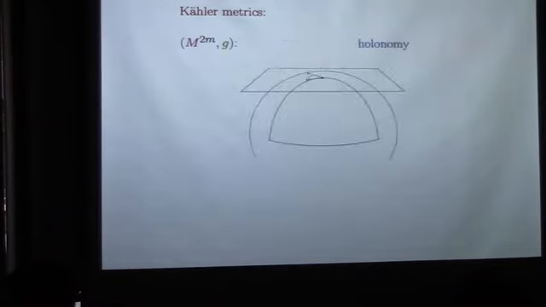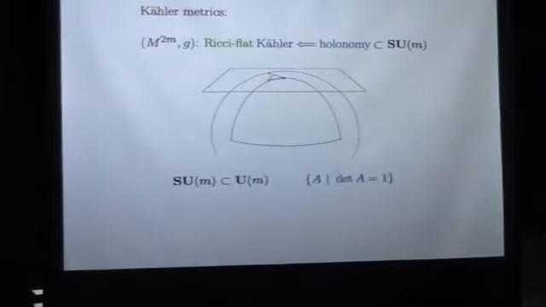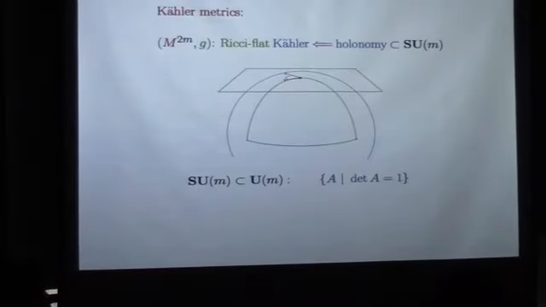If the Ricci tensor, so if the canonical line bundle is flat, that actually is the same as saying that the holonomy is in a smaller group, the special unitary group. And if that's the case, then the manifold is Ricci flat. When I write the special unitary groups, those are unitary transformations that have determinant 1 over the complex numbers. If you're thinking of A as a complex matrix, it has complex determinant 1.